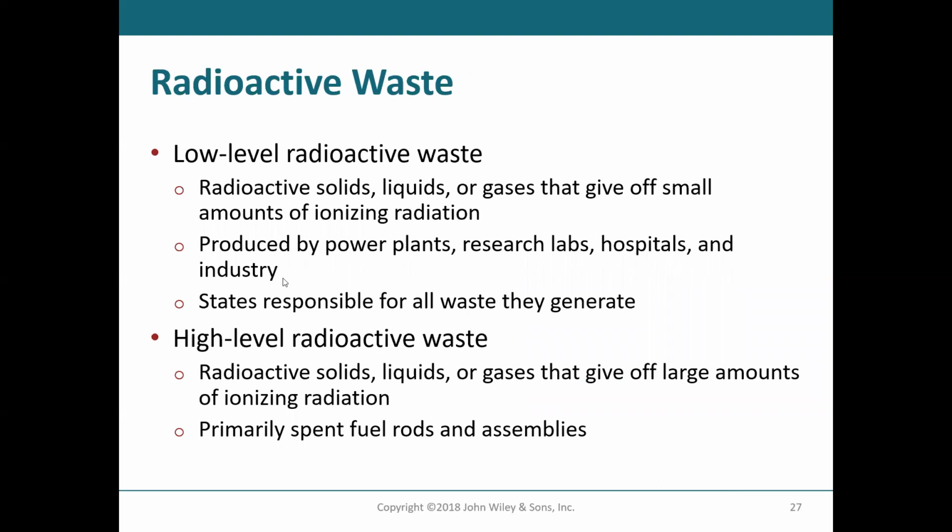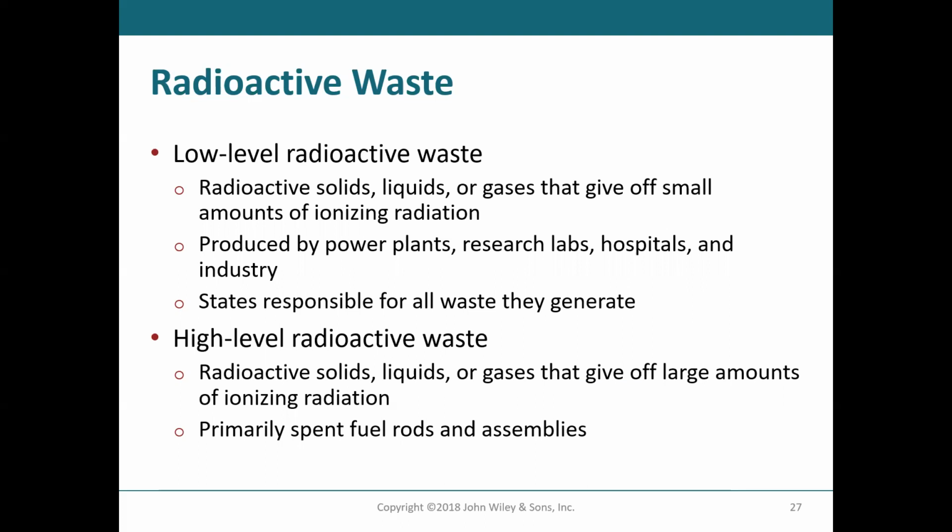So when we talk about radioactive waste, there are 2 types, low level and high level. Low level is like glassware, tools, and papers that give off low amounts of ionizing radiation. And it happens all the time in power plants, research labs, hospitals, and industry. States are responsible for all the waste they generate. And there are 4 sites, Washington State, South Carolina, Nevada, and Utah, that currently store most of the country's low-level radioactive waste.